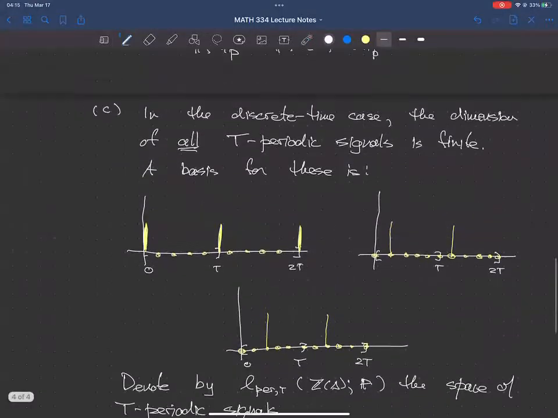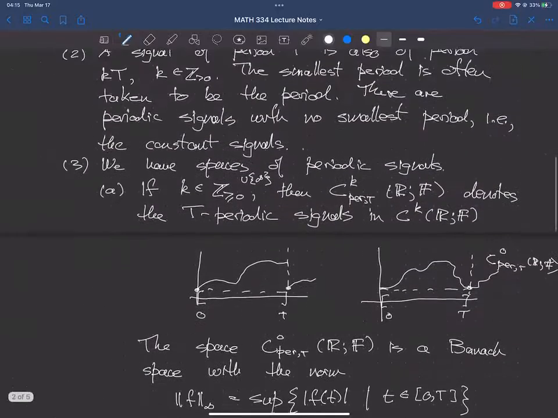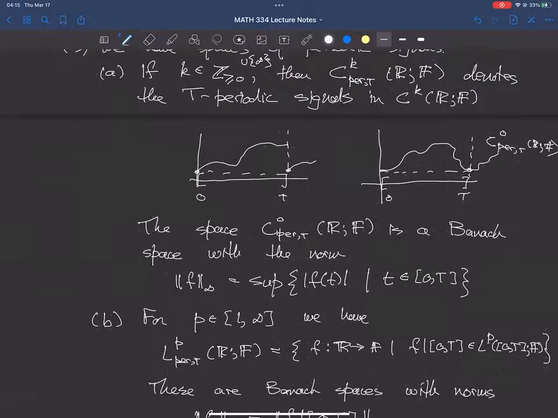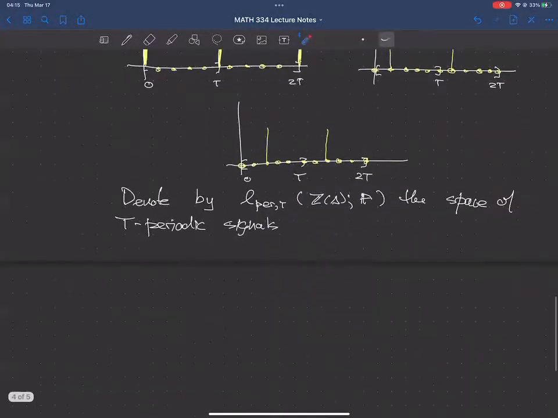Okay, so that's periodic signals. Like I said, we're going to look at these in some detail when we talk about Fourier things, and we're going to be especially interested in these spaces for p equals 1 and 2. All right, so that's that. Now let's talk about what we came here to talk about, which is periodic convolution.